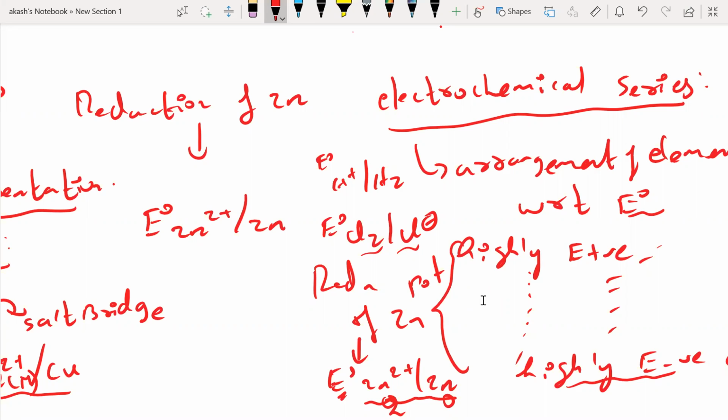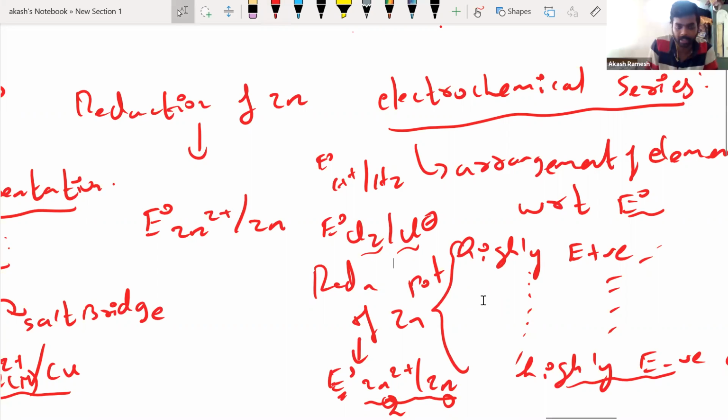Yeah, please. So for Zn, we put Zn2+ bar Zn, right? Yeah, yeah. And for chlorine, why aren't we putting Cl- bar Cl2? See, it has to be reduction, correct? Now, what is the oxidation state of Cl2?